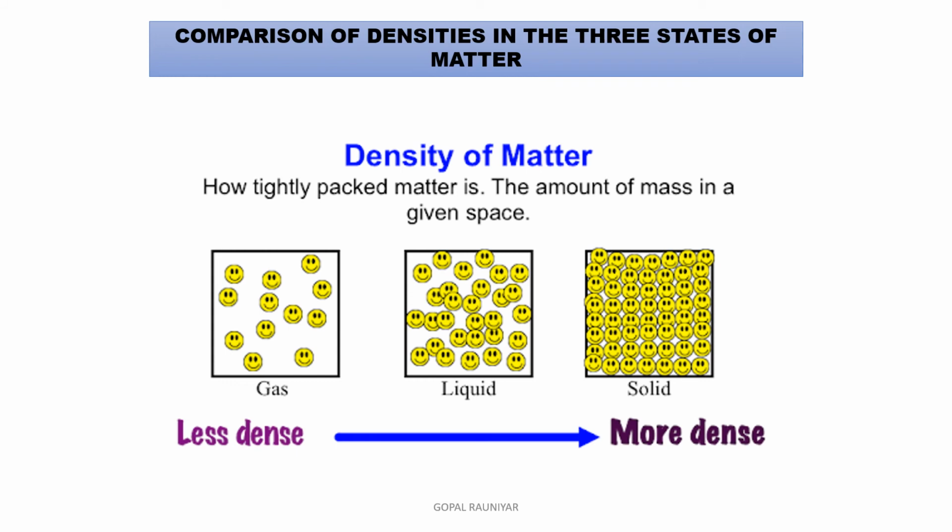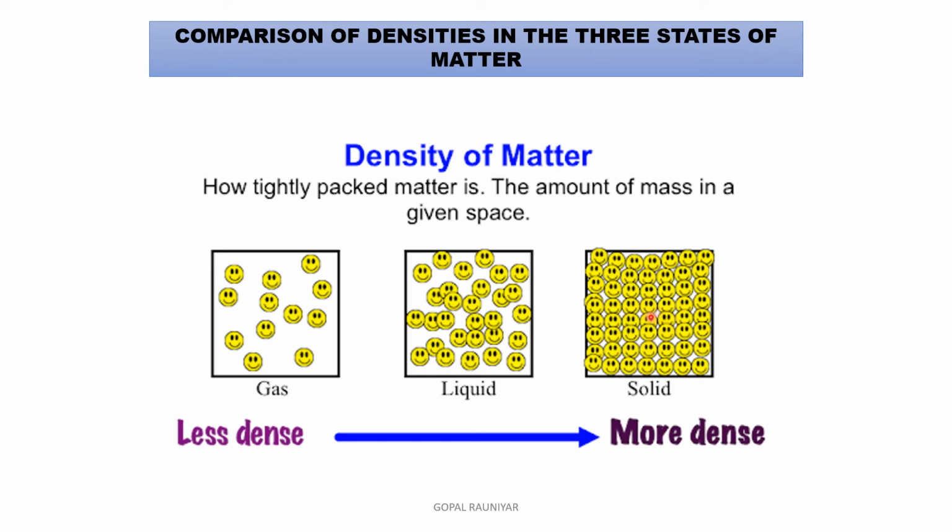Comparison of densities in the three states of matter. We all know the states of matter, that is solid, liquid and gas. And we also know the arrangement of molecules in solid, liquid and gas. In solid, the molecules are tightly packed, meaning in less volume there is a large number of molecules.